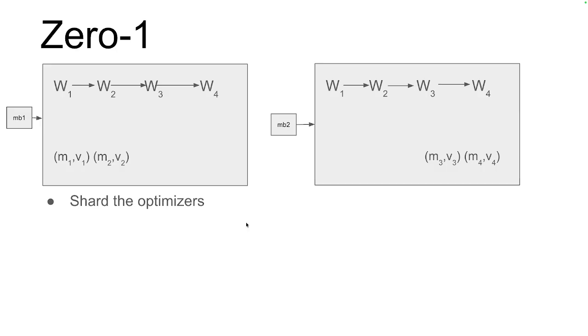In Zero 1 we have a similar setup. We have four weights: W1, W2, W3, W4, and we have a micro batch per GPU. And if you see here, the optimizers now are sharded: M1 V1 and M2 V2 here, and here we have M3 V3 and M4 V4. So instead of having all of the optimizers duplicated in all the ranks, you have them sharded now. So in Zero 1 we shard the optimizers, and they are the ones which take the most amount of memory too, if you remember.